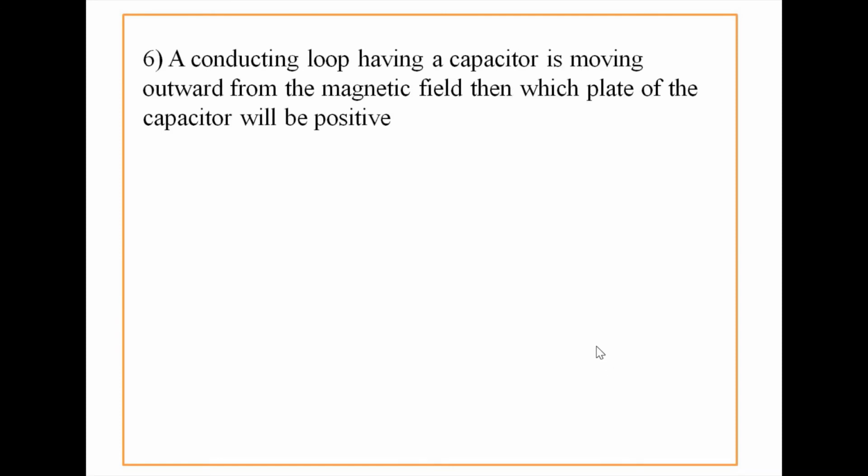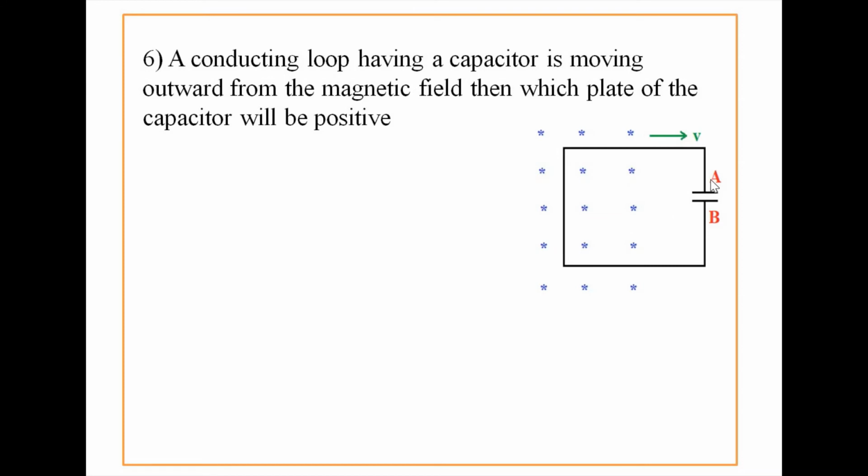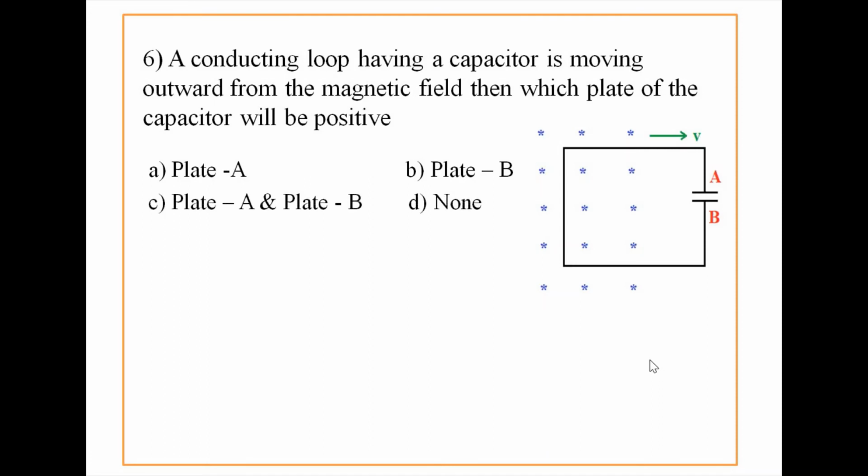A conducting loop having a capacitor is moving outward from the magnetic field, then which plate of the capacitor will be positive? Let's see, this one is the capacitor with plate A and plate B. Options are option A is plate A, option B is plate B, option C is plate A and plate B, and option D is none of these.